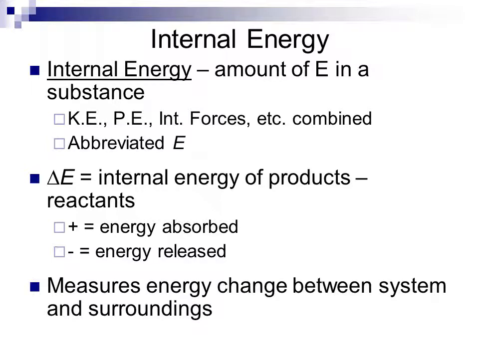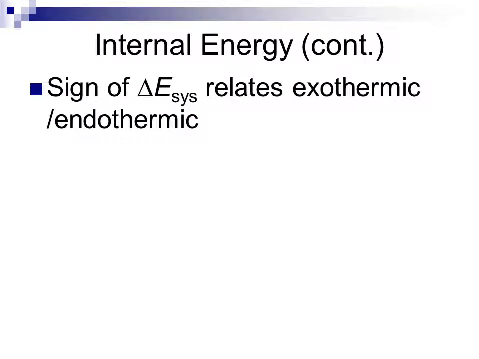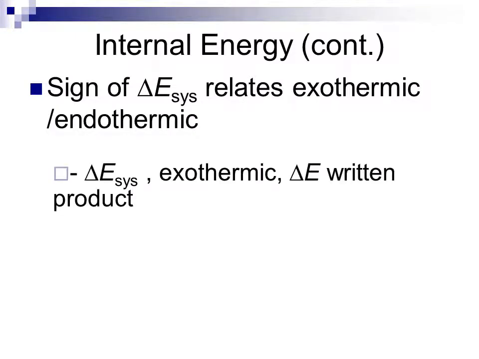The delta E then measures the energy change which occurs between the system and its surroundings. If energy is absorbed by the system, then it is taking energy from its surroundings. If energy is released by the system, it is giving energy to its surroundings. So in the case of an endothermic process, the surroundings will cool. In an exothermic process, the surroundings will heat up. The change in energy of the system, then, is going to be equal to the opposite of the change in energy of the surroundings. The sign of the delta E relates to the exothermic or endothermic process, then. So a negative delta E system is exothermic.